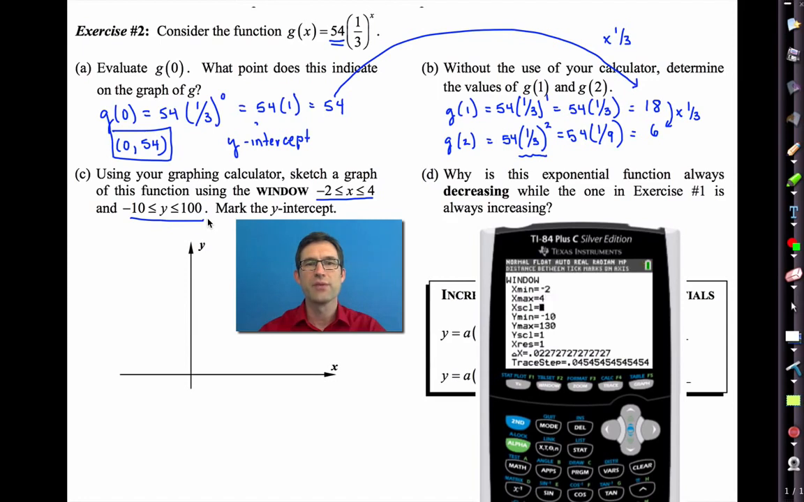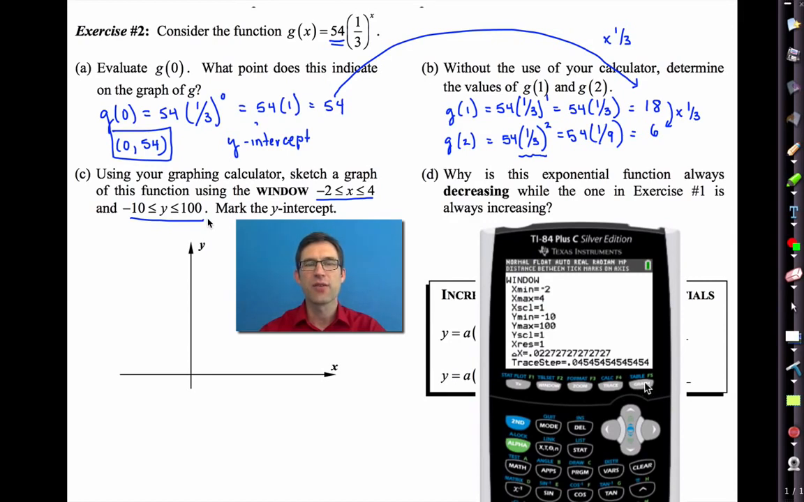Okay, make sure we've got those two. Now we go down a bit. For y min, we're going to put in negative 10. And for y max, we're going to put in 100. All right, so we've got our window set. We've got our function in properly. I think it's time to graph. So let's do it. Graph is up here.